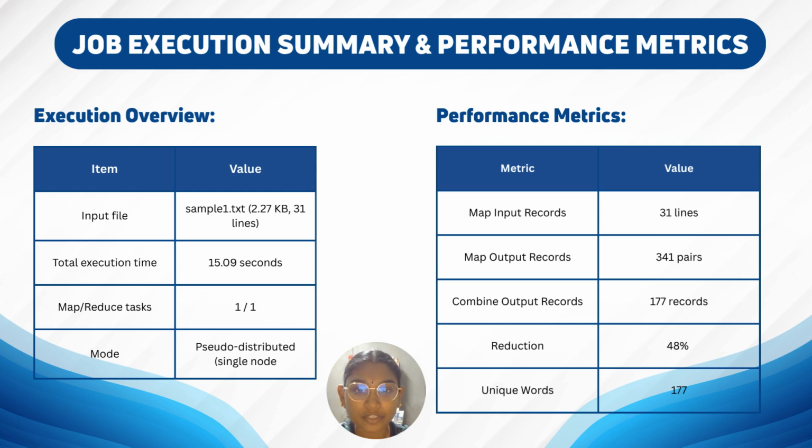Looking at the performance metrics, the map phase processed 31 input records and produced 341 intermediate word pairs. This is where the combiner optimization came in. It reduced those 341 records down to 177 records, achieving a 48% reduction in data before network transfer. The final output contained 177 unique words.